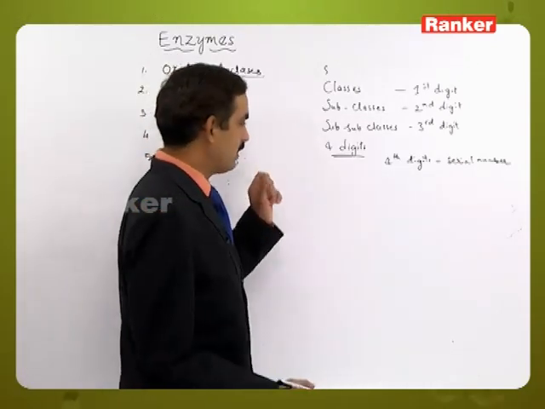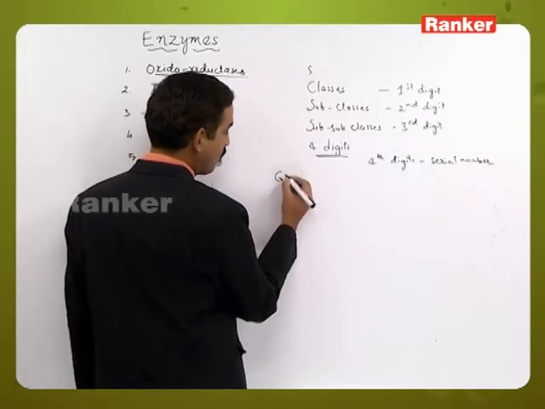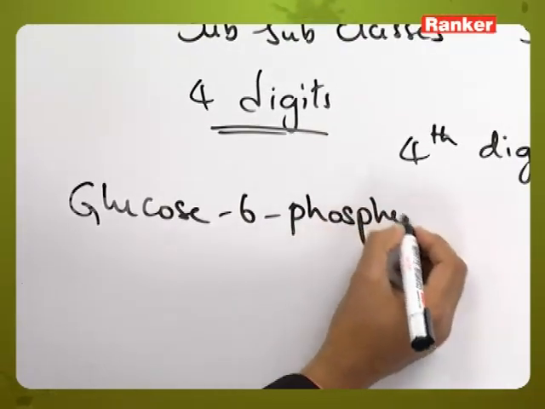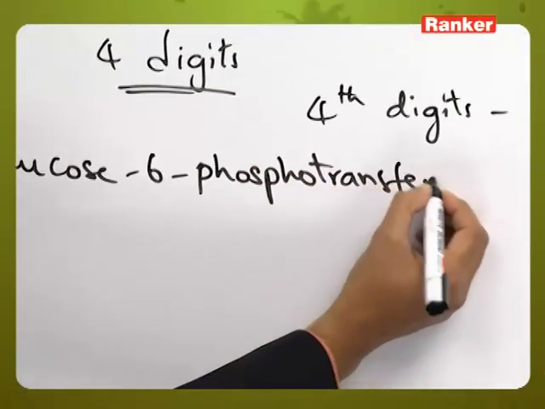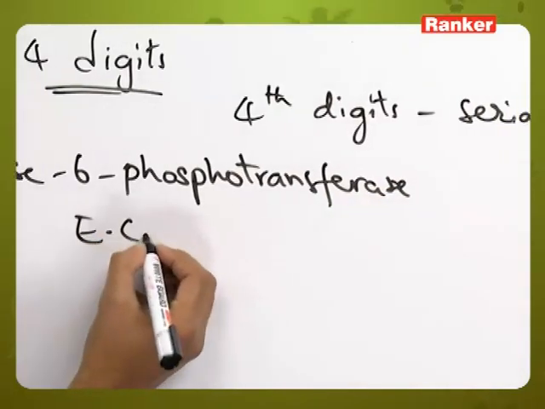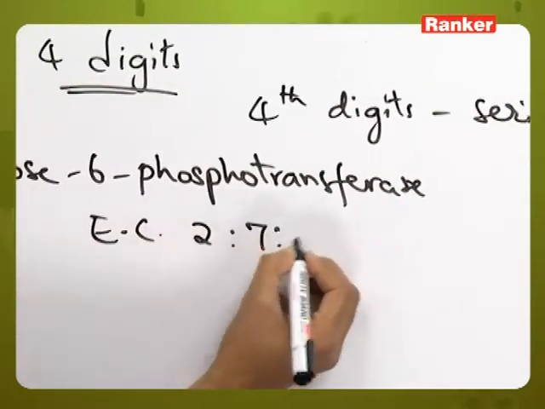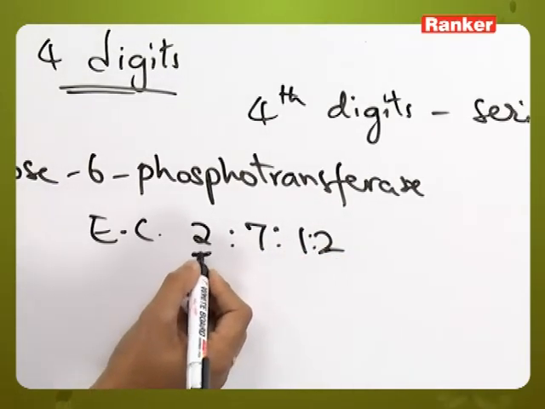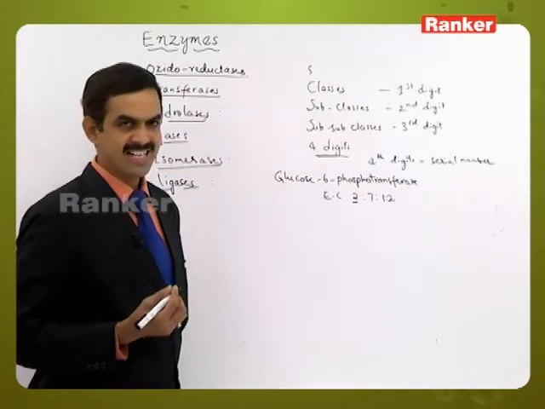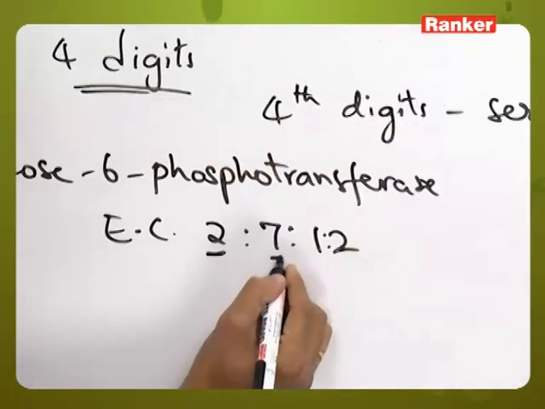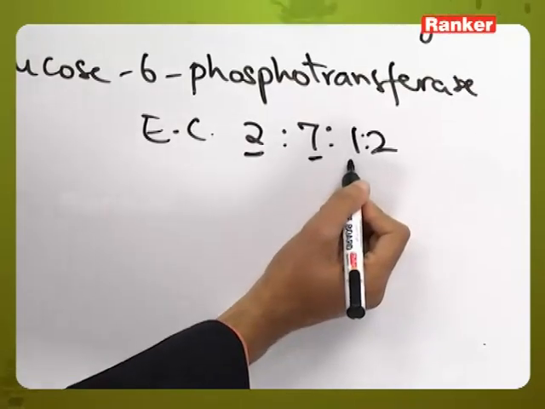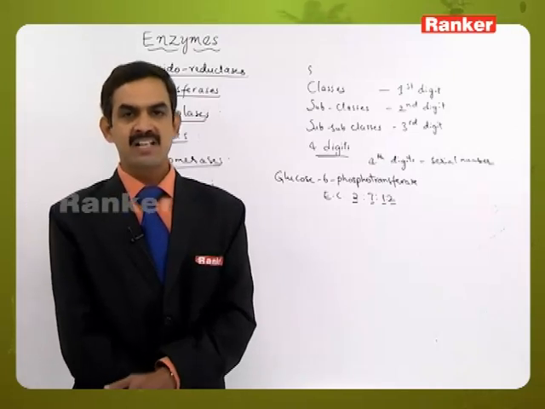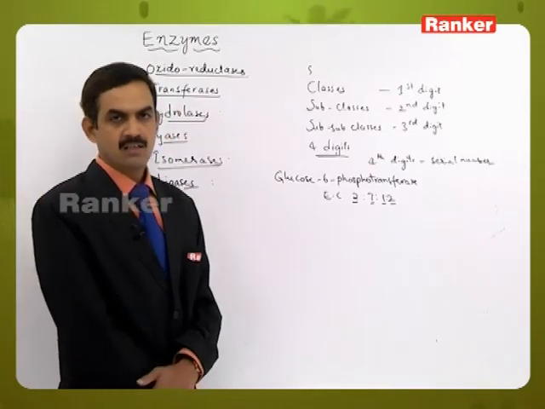So here let us take one example, that is glucose 6-phosphotransferase. It is given an enzyme code as 2.7.1.2. That is, the first digit 2 represents the class to which the glucose 6-phosphotransferase belongs, and the second digit 7 represents the subclass, and the third digit 1 represents the sub-subclass, and the fourth digit 2 represents the serial number of that enzyme in that subclass.